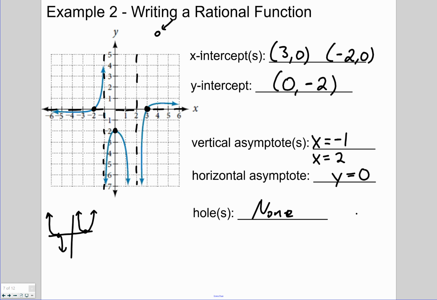Dino? Okay, so how did you get the vertical asymptote? The vertical asymptote, I looked at where it is never getting to. And it's never getting to right here, and it's never getting to right there, like if I look at my graph.